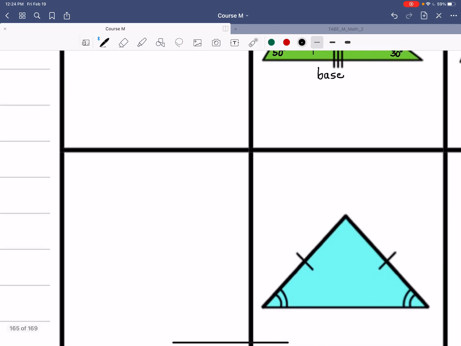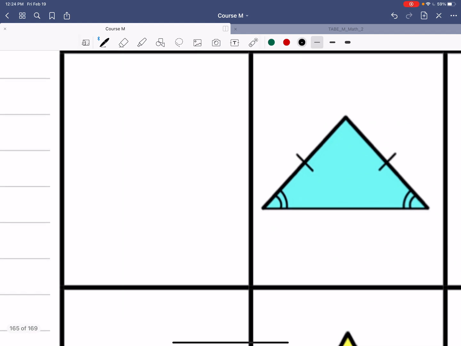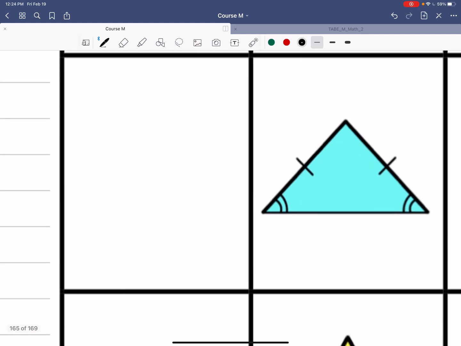Let's go down the page this time. All right, so what in the world is this thing telling me? This is telling me that this side and this side are equal. So that means that this angle and this angle are also equal.